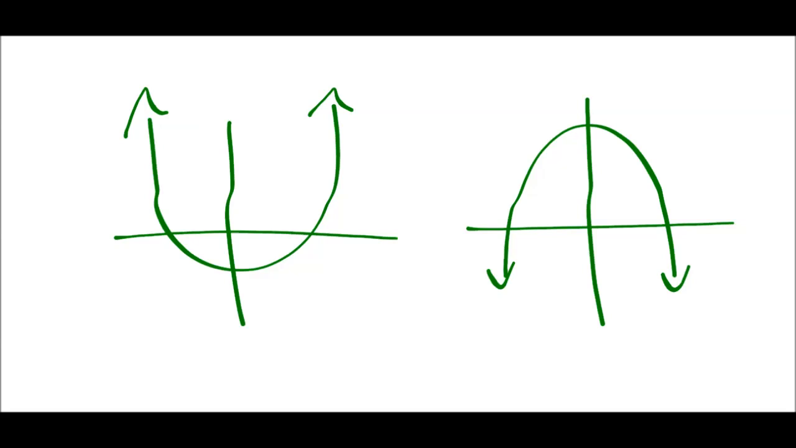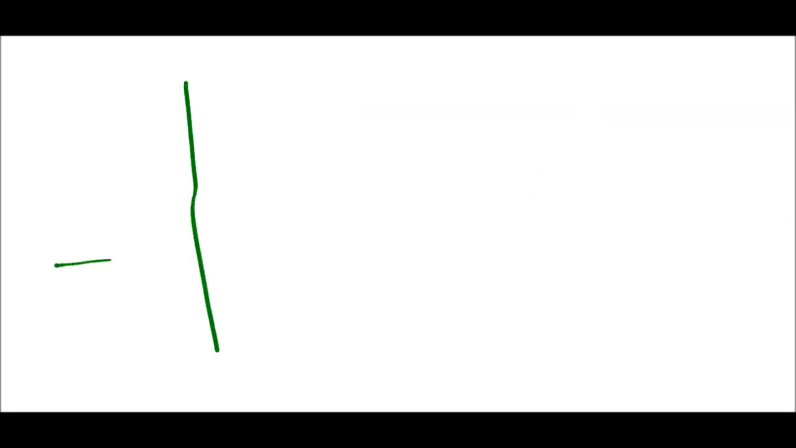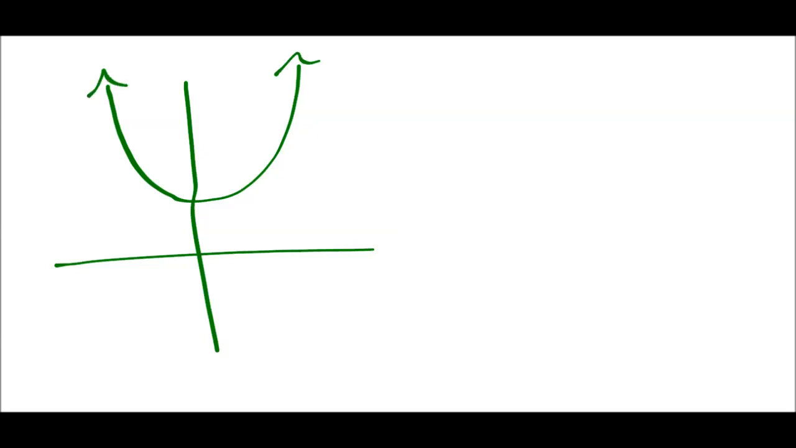So each of those two have two solutions. There, and there, there, and there. They hit the x-axis twice. We could have a parabola that looks like this, that does not touch the x-axis ever. That has no solutions.